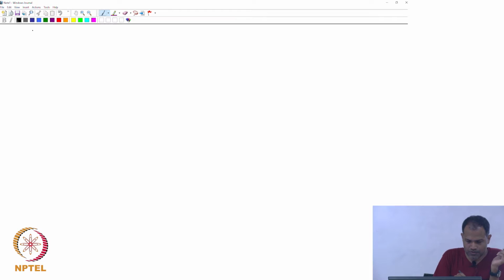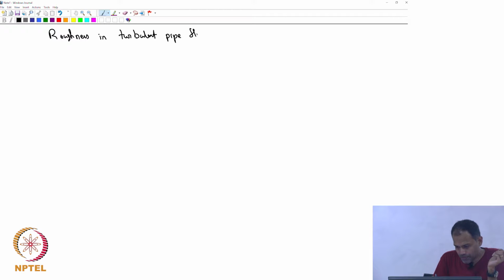So let's just make it quantitative so that you can do calculations. Roughness in turbulent pipe flow. What we need first is some way of characterizing the roughness.